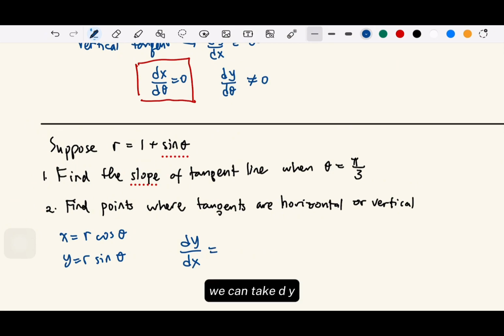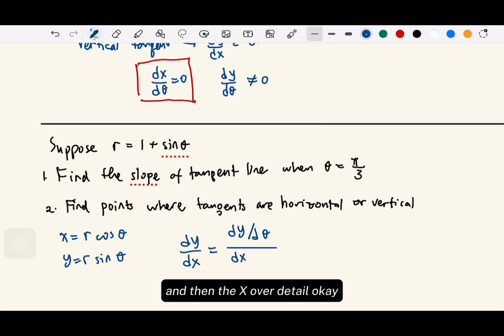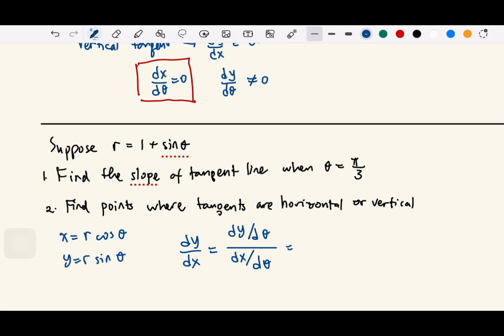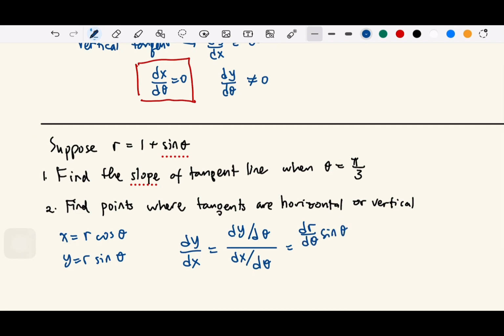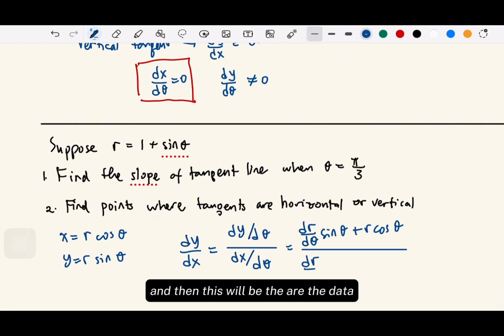So dy over dx, we can take dy over d theta and then dx over d theta. Okay. So this will be dr d theta sine theta plus r cosine theta, and then this will be dr d theta cosine theta minus r sine theta. Okay.